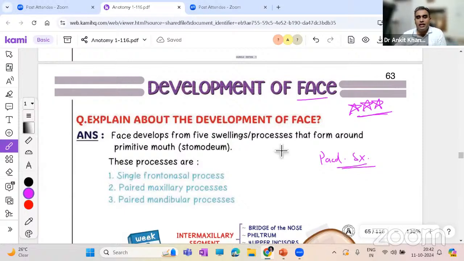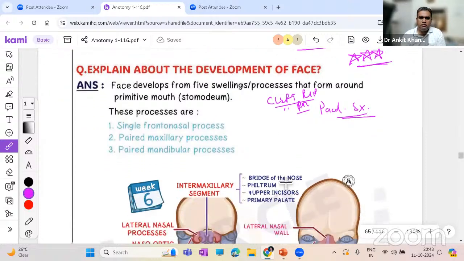There you'll see cleft lip and cleft palate patients. Small children with cleft lip and cleft palate. These are due to abnormalities in the development of the face. Simple as that. So we should know which part of the face comes from which particular process, so that we understand what issue is happening in the child. So for face development, we have a few processes.